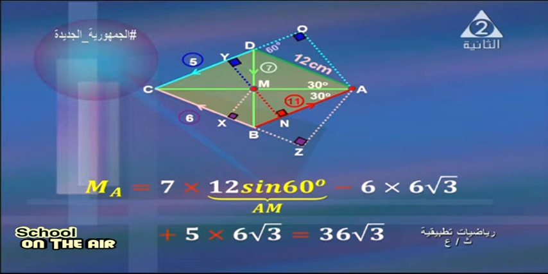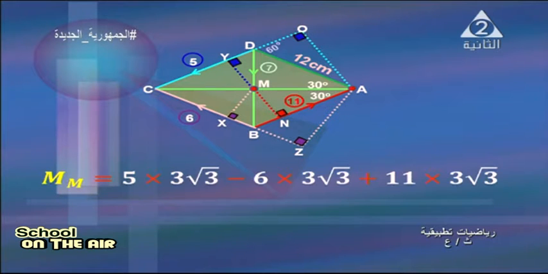Remember, when finding the moment at point A, we have two directions, opposite directions: clockwise and anti-clockwise. Clockwise is negative, 6 times 6 root 3. But anti-clockwise are the forces 7 and 5. Then we deduce that the moment at A is 36 root 3.